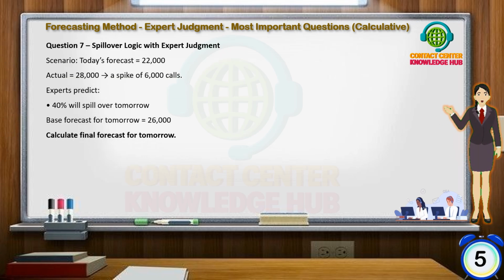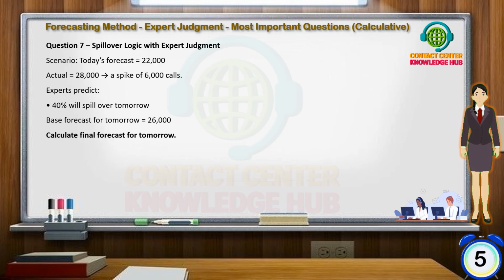Alright, let's solve question 7. Spillover logic with expert judgment. Here's the scenario. Today's forecast was 22,000 calls. But the actual volume came in at 28,000 calls. So first, identify the spike. So actual minus forecast. That is, 28,000 minus 22,000 equals 6,000 calls.